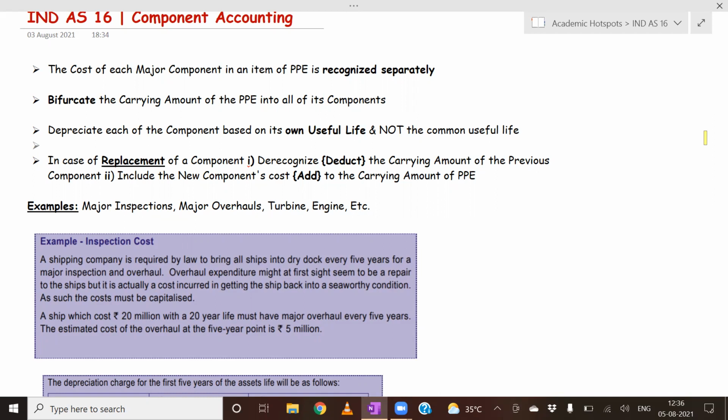We all know that the property, plant and equipment, which are the fixed assets, like I said, come under the non-current assets category. And then each asset may sometimes be broken down into multiple components. In which case, we need to identify the cost of each of the major components separately. We need to recognize them separately. And secondly, also bifurcate the carrying amounts of each of the PPE's components. Then we need to depreciate each component based on its own useful life and not based on a common useful life.